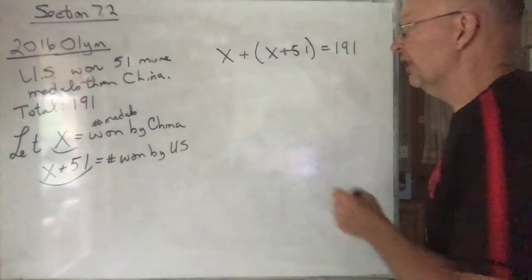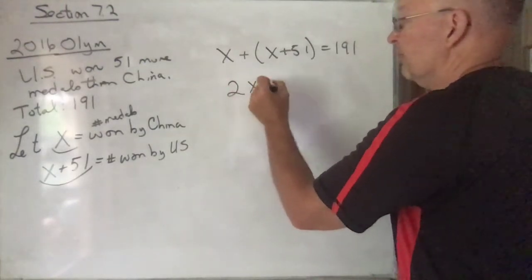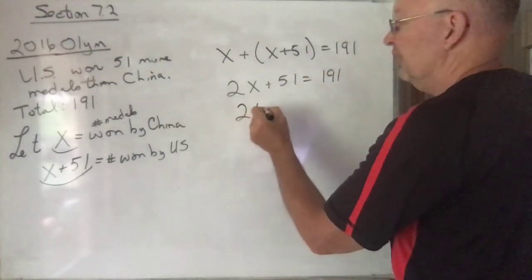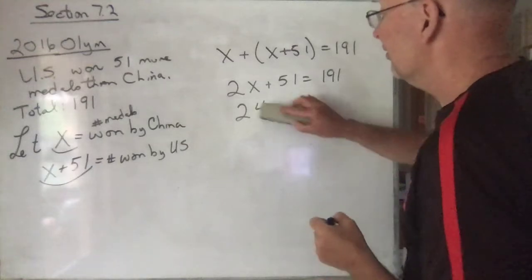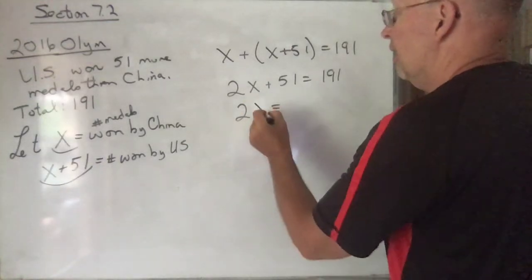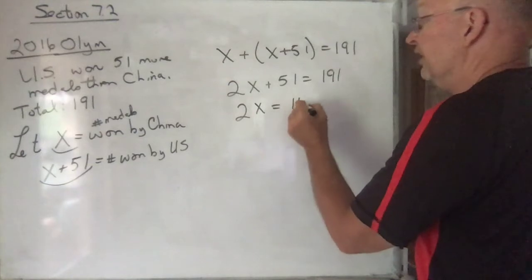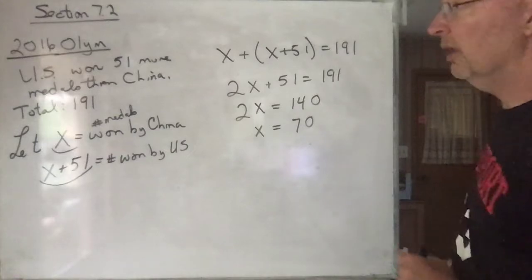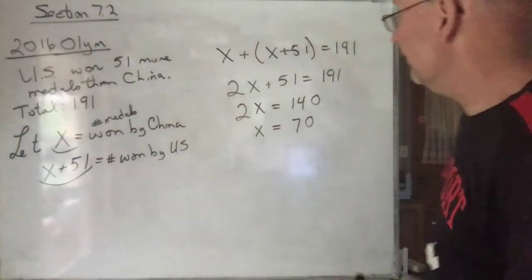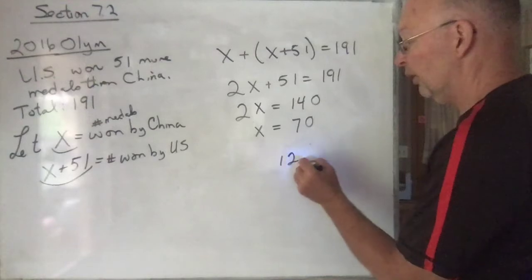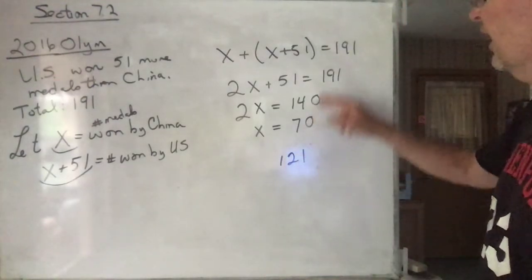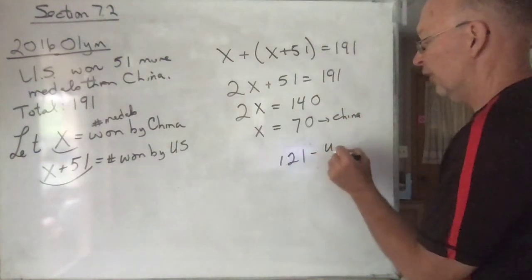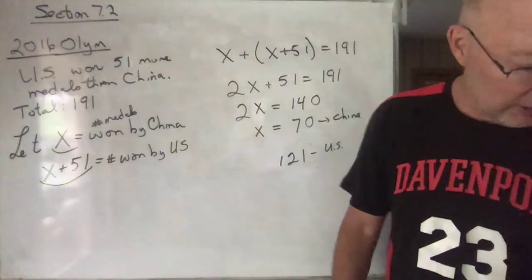And now it just becomes a nice algebra problem. I get 2x plus 51 is equal to 191. Subtract 51 from both sides, and you get 2x is equal to 140. And so x is equal to 70 when you divide by 2. So 70 is the number that China wins. If you add 51 to that, you get 121 is the number that the US wins. You add them together, you get 191. So this is China, and this is the US. See how that works? So kind of clever.